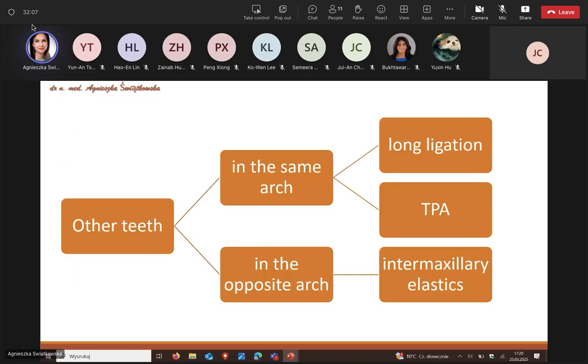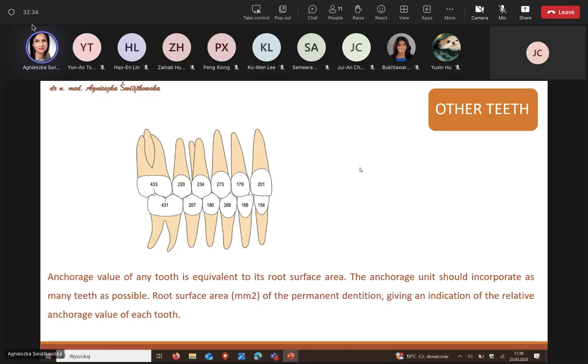Now, other teeth. In this situation, it could be teeth in the same arch or in the opposite arch. If these are teeth in the same arch, we can use long ligation or TPA, transpalatal arch. I will show you this on the pictures. And in the opposite arch, in this situation, we use intermaxillary elastics. Okay, what you should know?